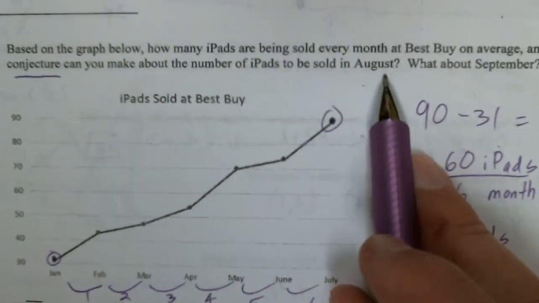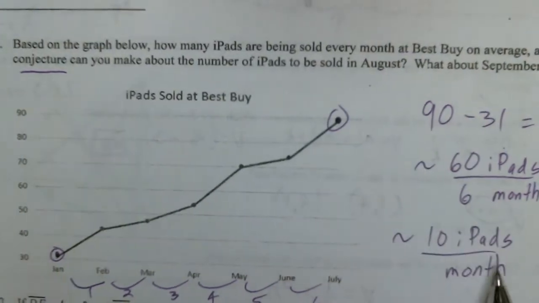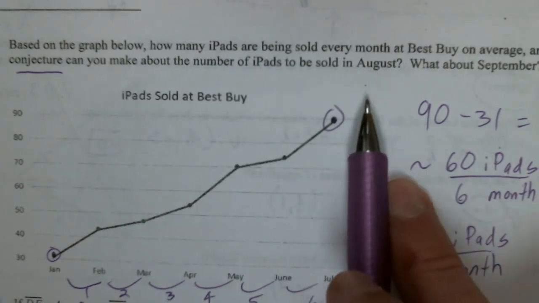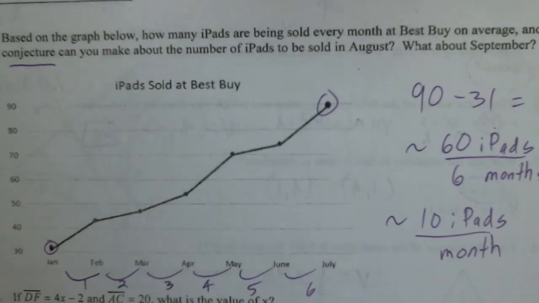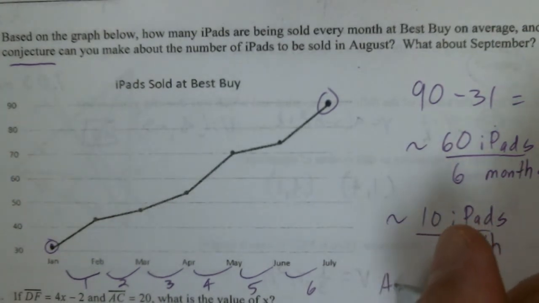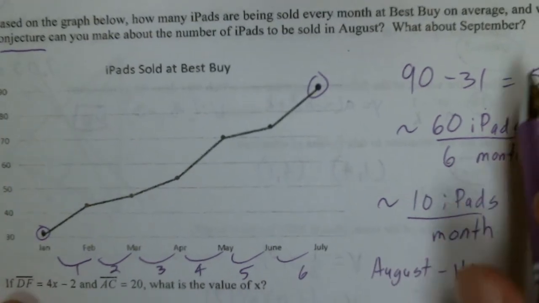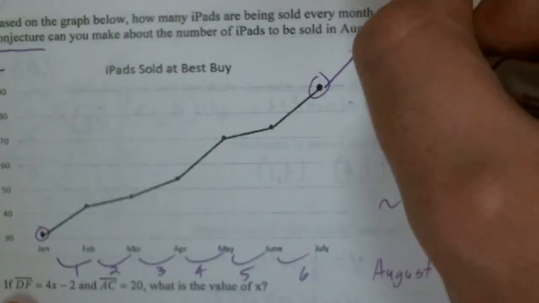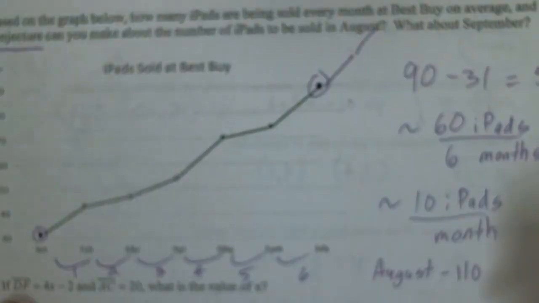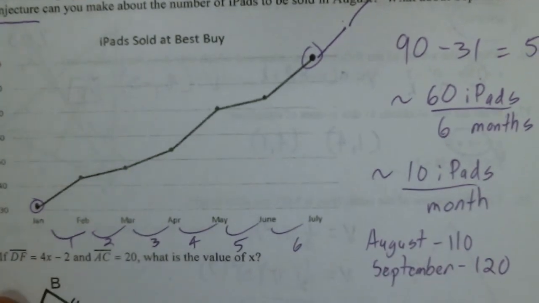So if Boss Man asked me, Mr. Maniz, how many iPads do you predict we're going to sell in August? I'm going to say, Boss Man, we sell about 10 a month. So in August, we should be up to about 100 iPads sold. So August, we should be at about 110 on the sales. Okay, what about September? I would expect this to go up another 10. September, I would anticipate that we will have sold 120 iPads.